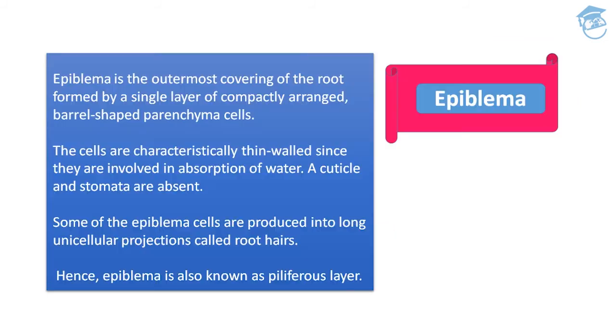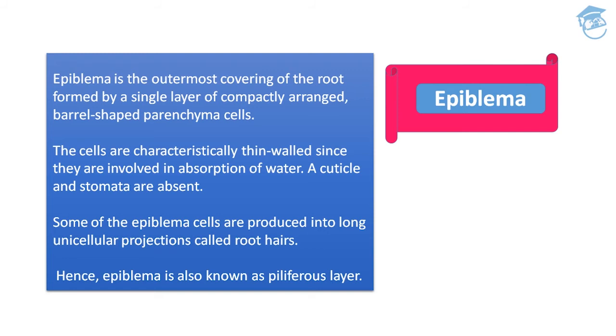And that is called passage cells. Okay, so the epiblema, in case of monocot root, is the outermost covering of the root, which is formed by a single layer of compactly arranged barrel-shaped parenchyma cells, and they have very thin walls since they are involved in absorption of water. Okay, and cuticle and stomata are absent in the root.